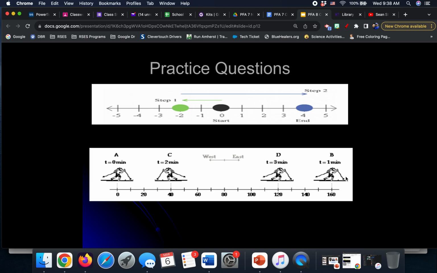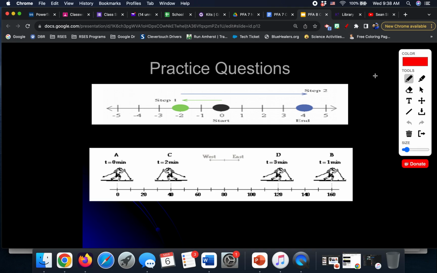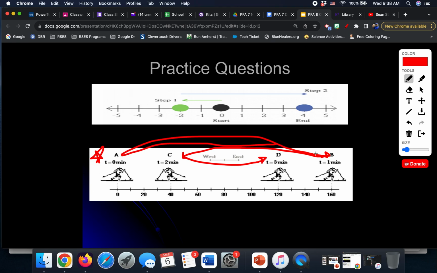All right, a couple practice questions. Let's look at these. You'll see some of these later when you're doing your Kahoot. The bottom picture, I'm going to start with it, it's a little easier to understand. When he starts, he's at A. He goes all the way to B at the 1 minute mark, back to C for the 2 minute mark, and then D for the 3. So the distance, we've got to add it all up. The first distance, A to B, was 160.